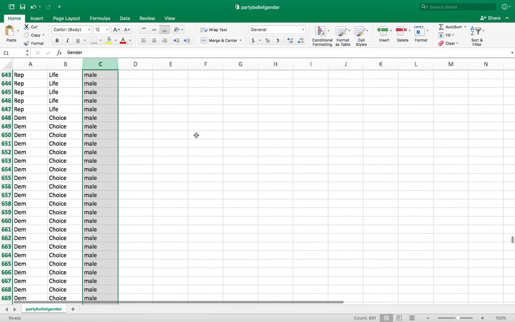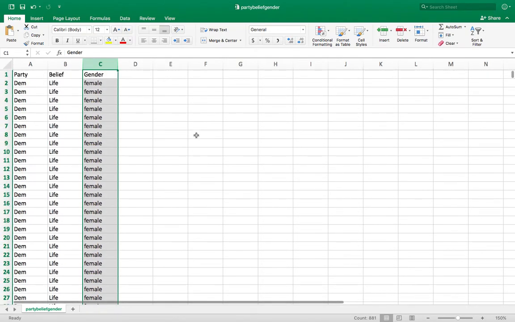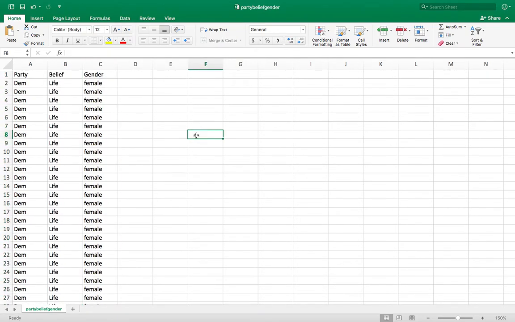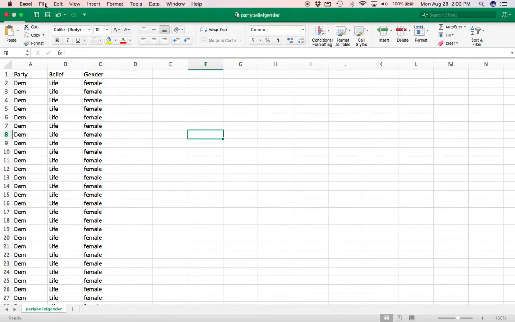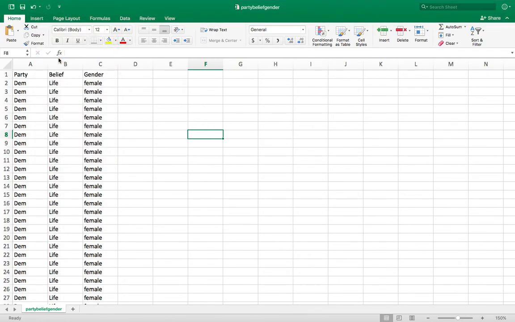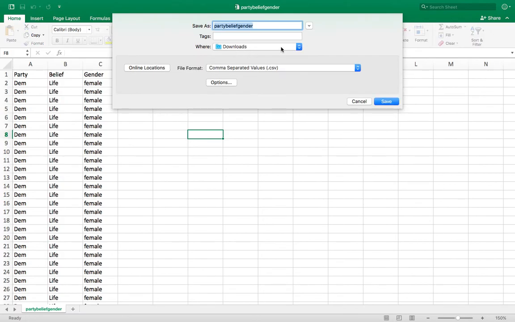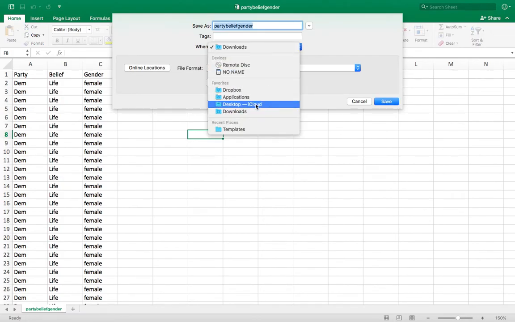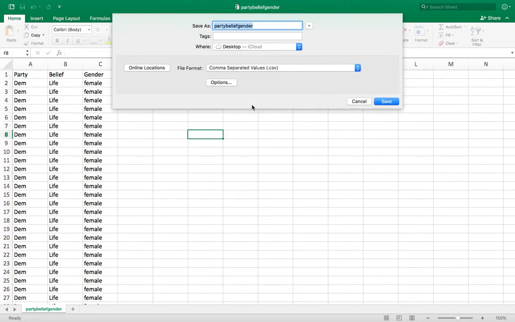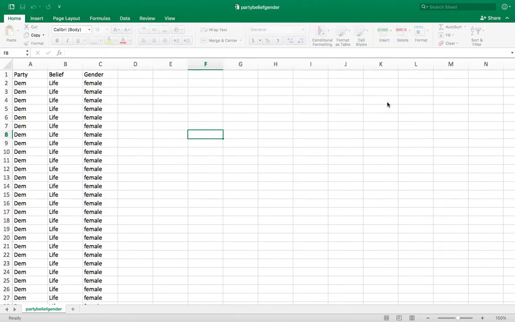Yeah, I think 880 subjects or individuals. Now, the first thing I want to do is save this on my desktop so it's easy to find. It's saved as a .csv file, which is fine. I'm just going to leave it as party, belief, and gender. So I'm going to save this.